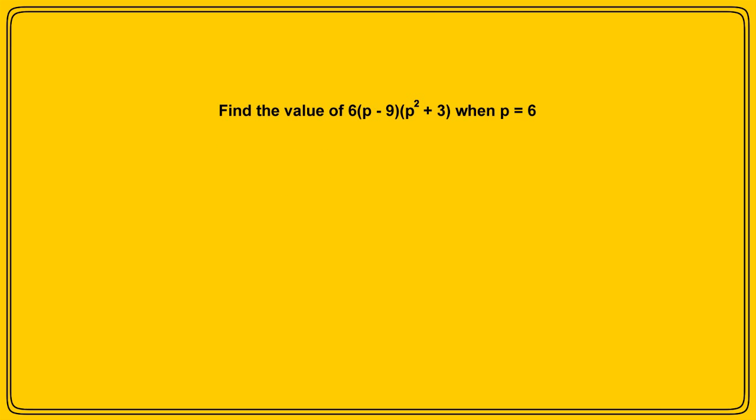Now here's a harder example. Find the value of 6p − 9p² + 3 when p is 6. Substituting p = 6 in this expression gives 6 × 6 − 9 × 6² + 3. And working out the square in the second bracket first, we get 6 × (−3) × 39, and that comes to −702. You just need to work carefully and logically, one step at a time.